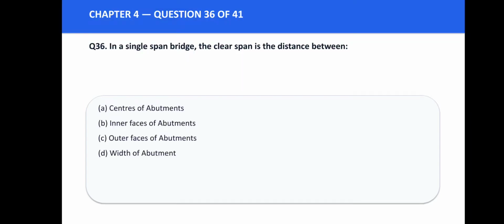Question 36. In a single span bridge, clear span is the distance between what? Option A, centers of abutments. Option B, inner faces of abutments. Option C, outer faces of abutments. Option D, width of abutment. The correct answer is option B, inner faces of abutments. Explanation. Clear span represents the net horizontal distance measured between the interior exposed faces of opposing abutments at bed level.